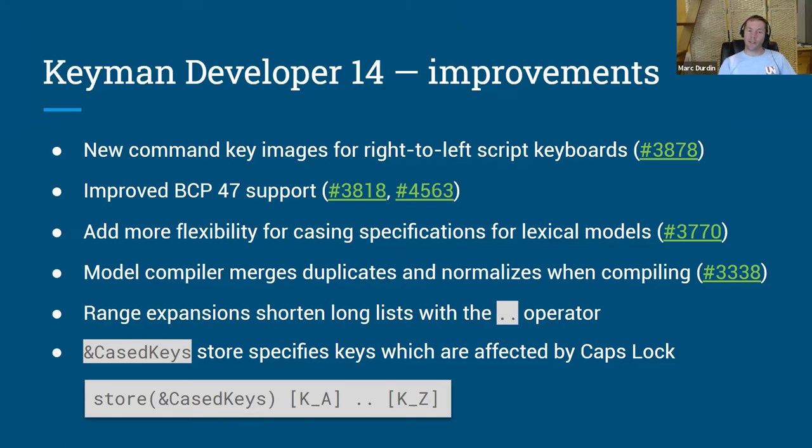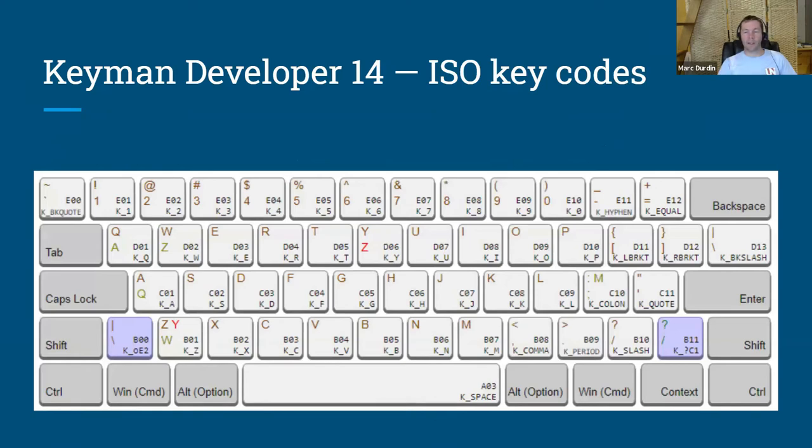We have range expansions, which, when you have a keyboard source file with a long list of letters like the alphabet from A to Z in English, you can shorten that list with the dot dot operator. And if you have keys that are affected by caps lock, you can now specify a single store which allows you to reduce the complexity of your keyboard. And you can see that example I have at the very bottom there. I'm using a range expansion to say all the alphabet keys from A to Z. Again, I'll talk about all of these things in more detail in the Keyman Developer presentation.